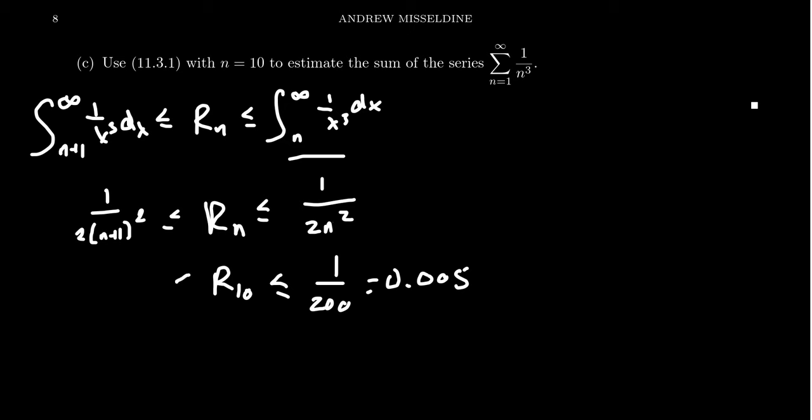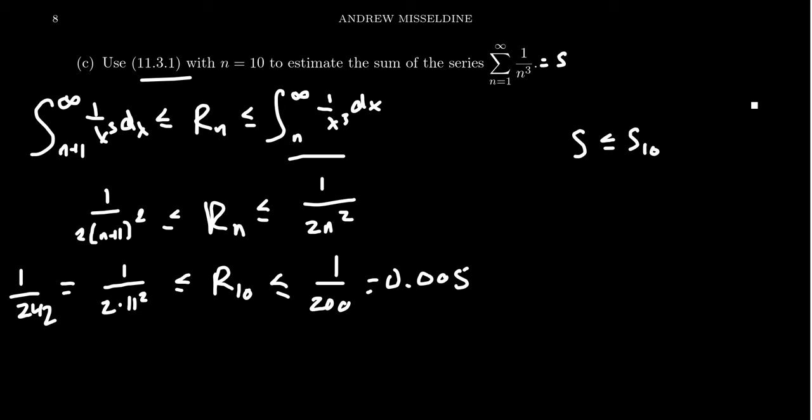But on the other side, we're going to end up with 1 over 2 times 11 squared. 11 squared, of course, is 121. You times that by 2, you're going to get 242. And so by equation 11.3.1, we see that this series, which we're going to call S, is going to be less than or equal to S sub 10 plus 1 over 200, but it'll be greater than S sub 10 plus 1 over 242.